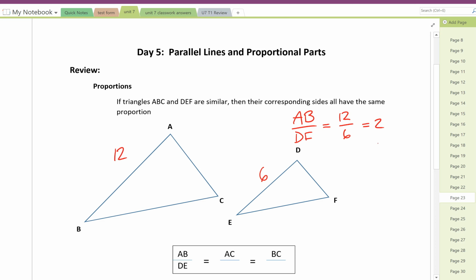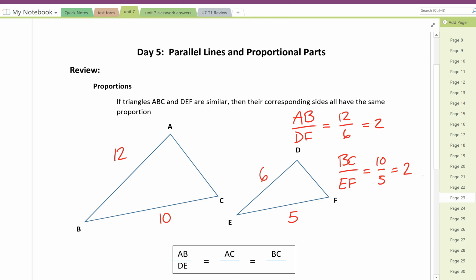So for example, if BC was 10, EF would have to be a number that when put with BC gives a ratio of 2. So in this case, it would have to be 5, right? Because then BC over EF would be 10 over 5, which when you do it on your calculator, if you can do it in your head, that's fine, 10 divided by 5 is also 2.